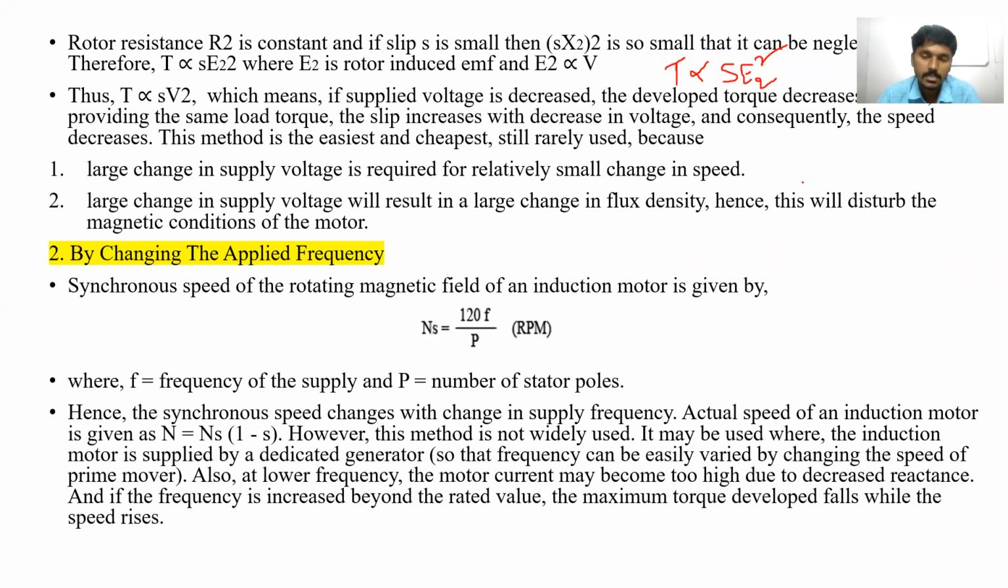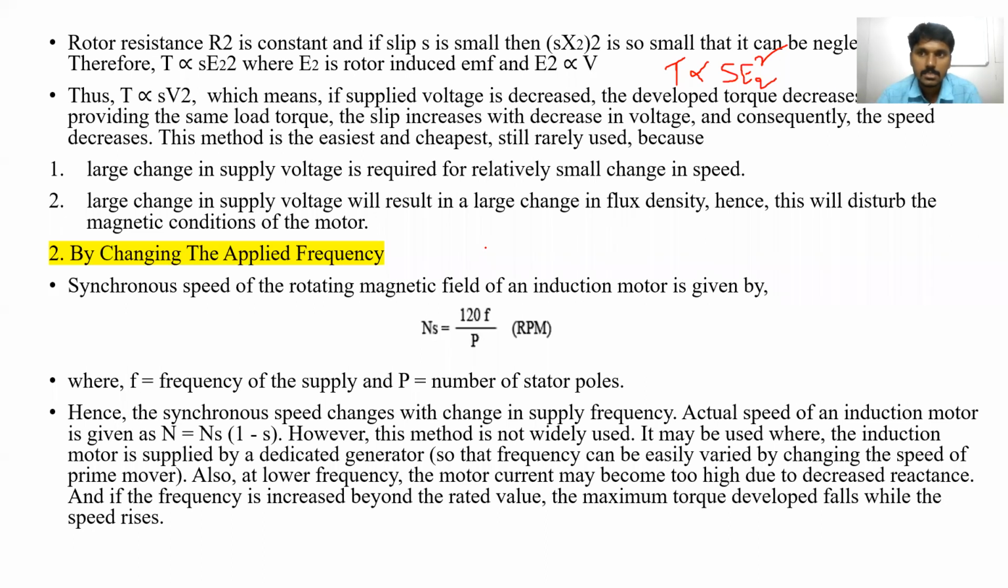So what we can say here is that the speed can be controlled by controlling the supply voltage. That is one speed control method using the stator circuit side. Next, by changing the applied frequency. The applied frequency is nothing but the supply frequency.